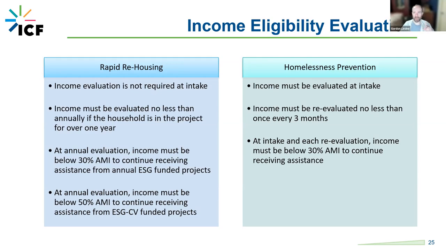For homelessness prevention, you have to evaluate income at intake. You have to reevaluate income no less than once every 3 months, or for ESGCV, 6 months. And at intake and at each reevaluation, income must continue to be below 30% AMI to continue receiving assistance. Next slide, please.